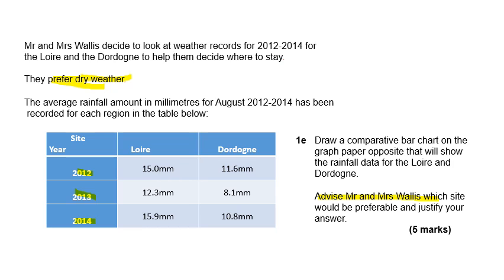Advise Mr. and Mrs. Wallace which is the preferable place to stay. Well, you know they like dry weather, and you can clearly see that Loire has higher rainfall than Dordogne, so that's your one mark there. You simply advise that they go to Dordogne. Like I said, not even going to bother writing that out, but that's what the one mark was for. The other marks are for this bit here. Essentially, we're asked to draw a bar chart.